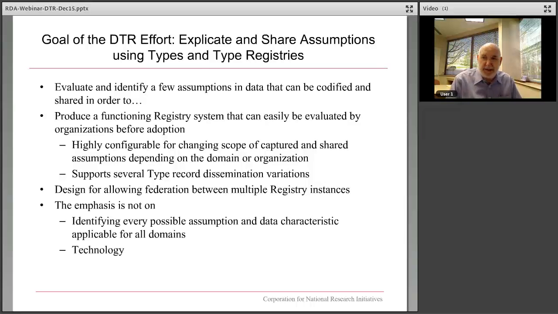So the emphasis of the group was certainly not on defining all the types, and certainly not on technology, because registries are relatively straightforward. Federation presents some interesting challenges, but hardly an insurmountable problem. So this is as much social engineering as it is technical engineering.